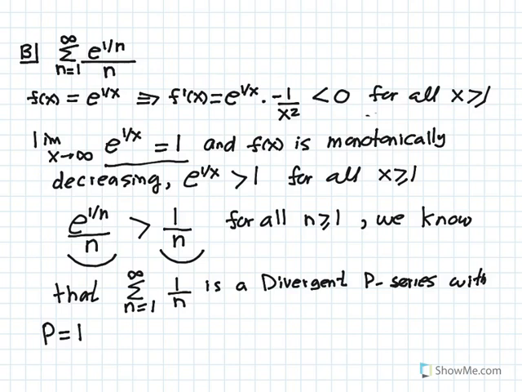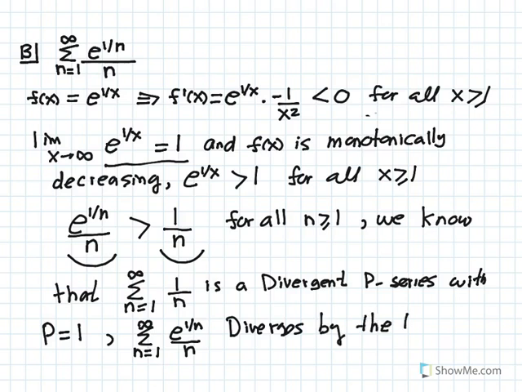So that means the given series, summation n equals 1 to infinity e to the power of 1 over n divided by n, diverges by the basic comparison test. Because there is no space, I'll just abbreviate this, basic comparison test. So the given series diverges by the basic comparison test.